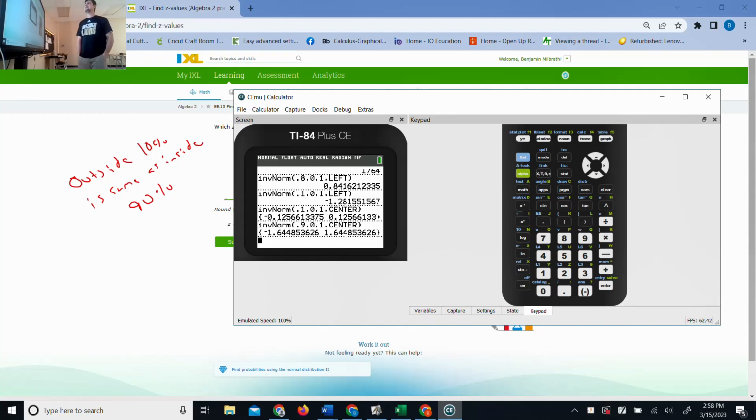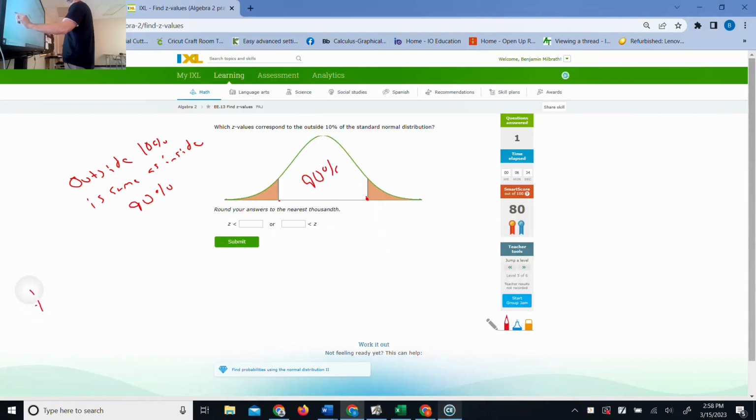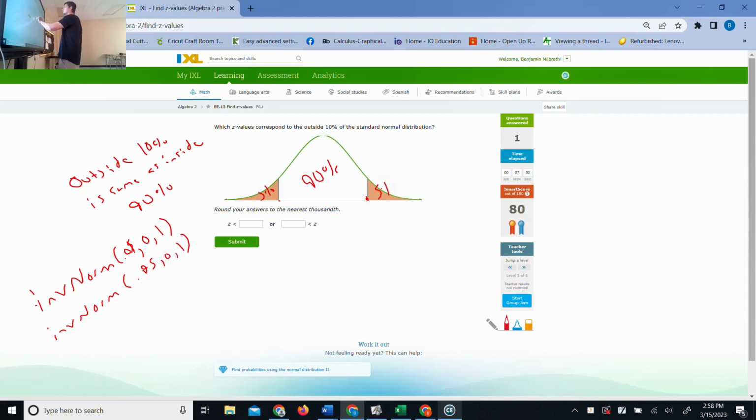On the older faceplates, what you would have done is an inverse norm of 0.05, really tired here, sorry, not 0.1, 0.05, would have been alpha over 2, and you would have also done an inverse norm of 0.9501, because each of these are 5% of the total. That's how you used to do it. And actually, you used to go look at the table back in my day when we walked uphill both ways to go to school.